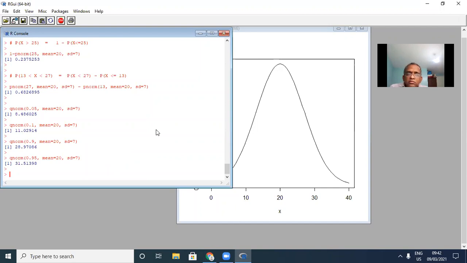How do you copy the command? I don't copy, I just use the arrow key. Just use the arrow key to go up. All right, so that's the second part.